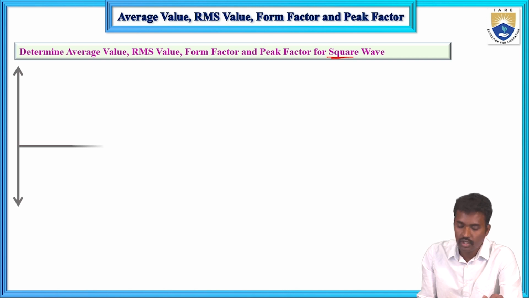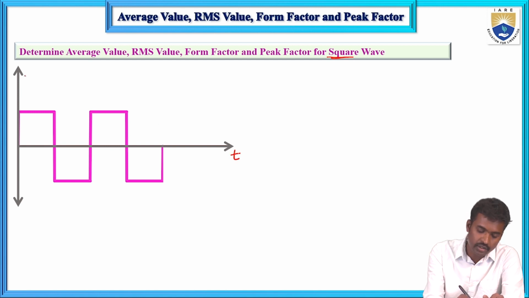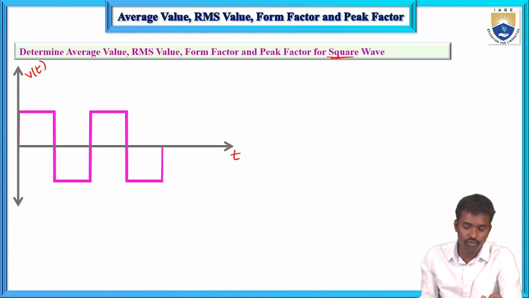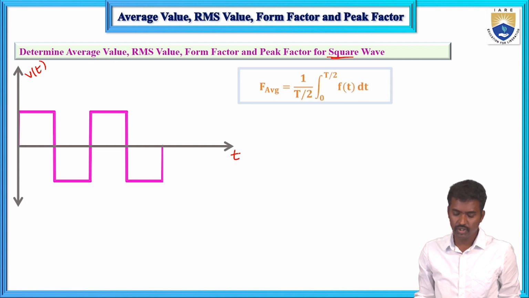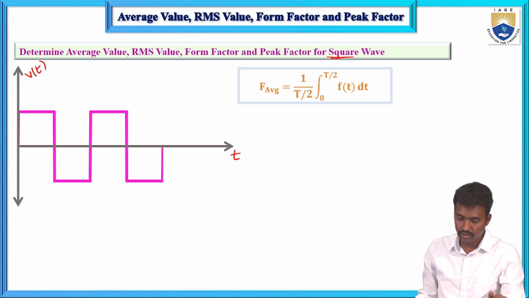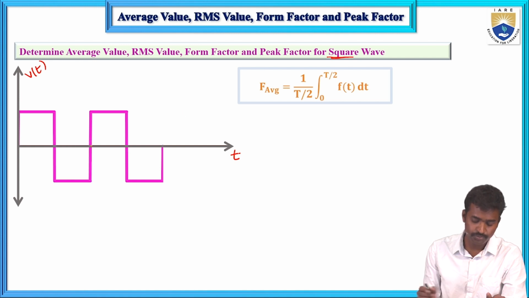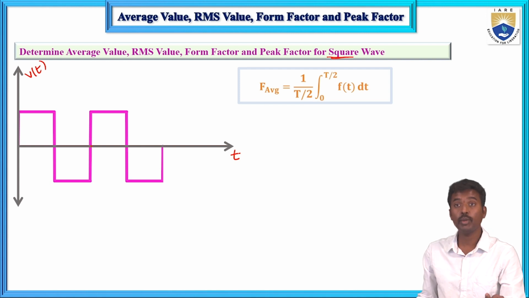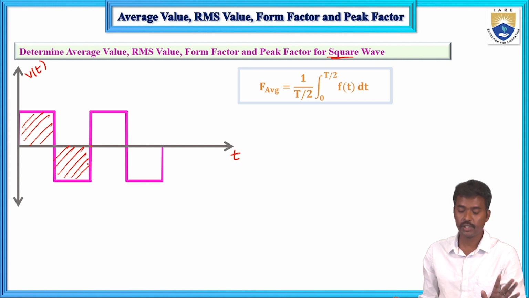This is the square waveform. This is time t, and this is V of t. What are the limits here? Is this a symmetrical or asymmetrical waveform? Up to here, the time period completes one cycle. So it is a symmetrical waveform. Symmetrical waveform means the positive half cycle and the negative half cycle must be the same.